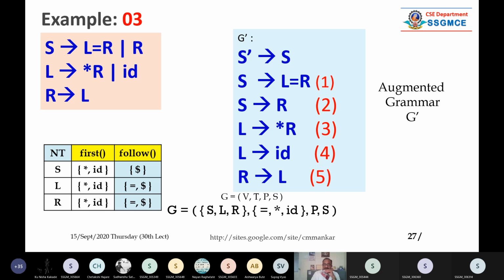Now, you have to just number them. You have to augment the grammar like this. You have to give some numbers like 1, 2, 3, 4, 5, like this. And you have to keep these numbers fixed, because you have to refer to these numbers in parsing also.